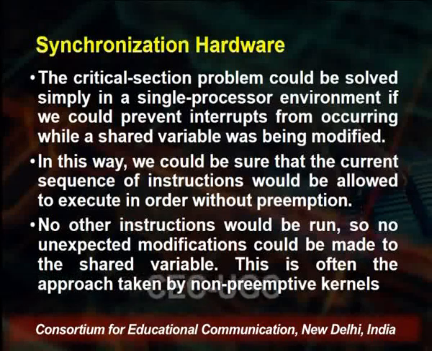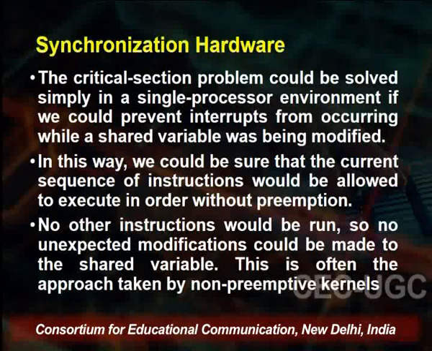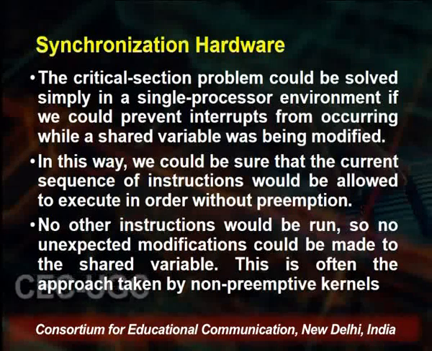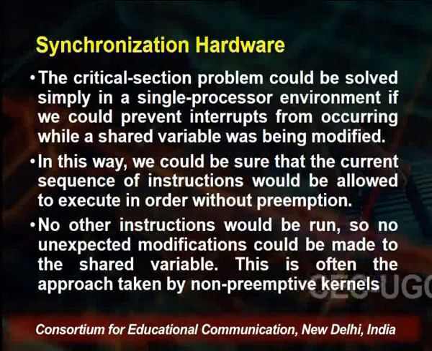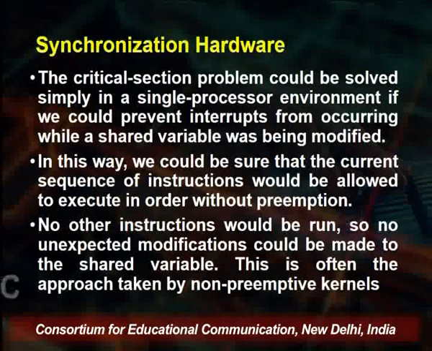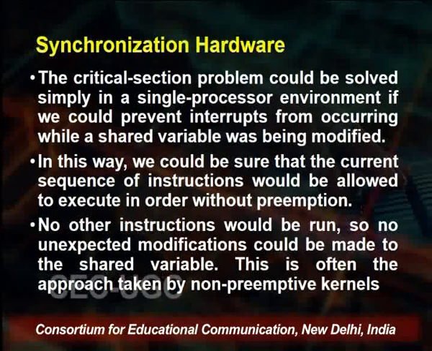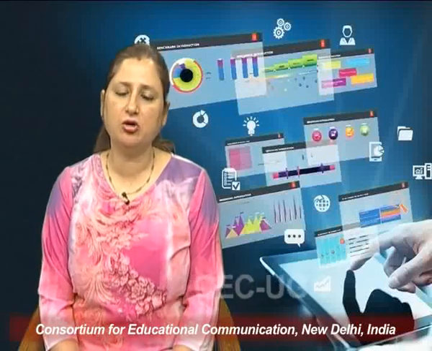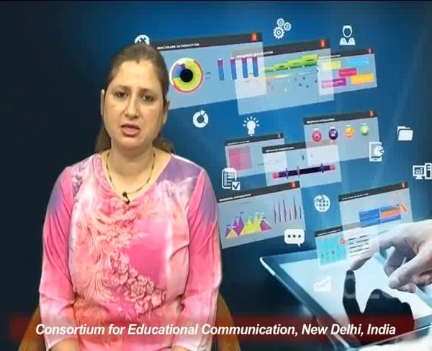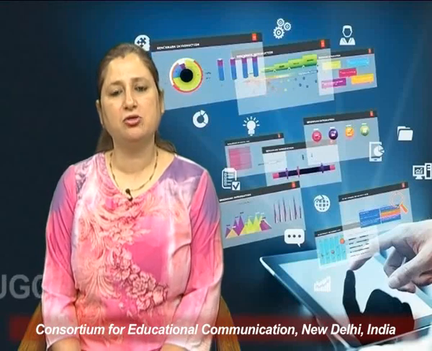So we can always be sure that the current sequence of instructions will be allowed to execute in order without any preemption, because there is one processor assigned to this task, and the process is going to access the shared variable. No other instruction will be running. So no unexpected modifications could be made to the shared variable. Now, this is often the approach taken by non-preemptive kernels, where one process cannot be preempted.